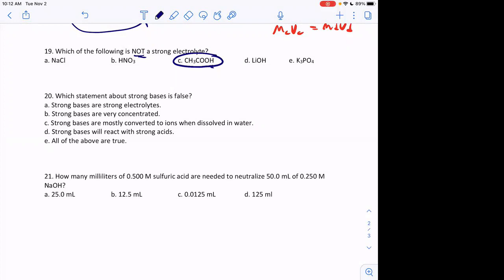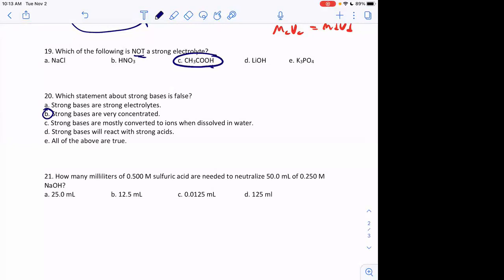Which statement about strong bases is false? Strong bases are strong electrolytes. Strong bases are very concentrated. Strong bases are mostly converted to ions when dissolved in water. Strong bases will react with strong acids. All of the above are true. That's correct. So that's your correct answer.